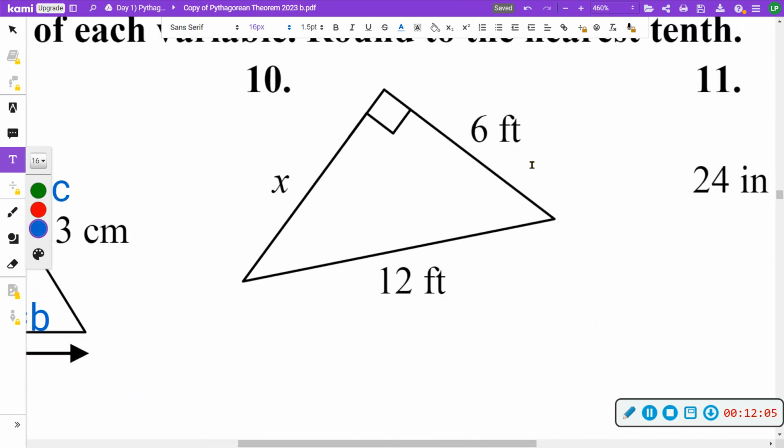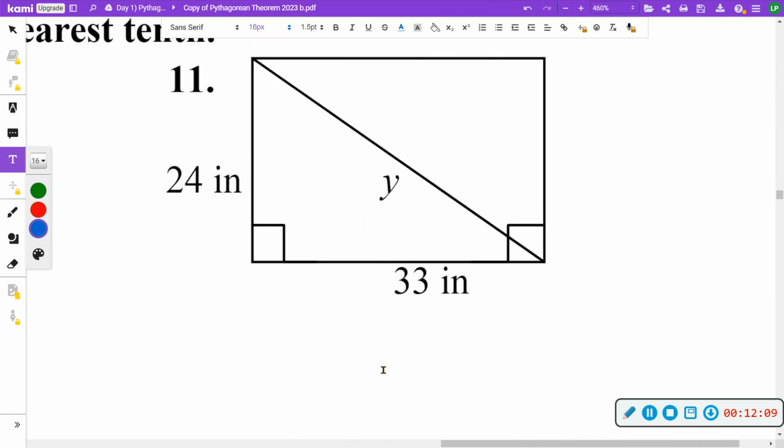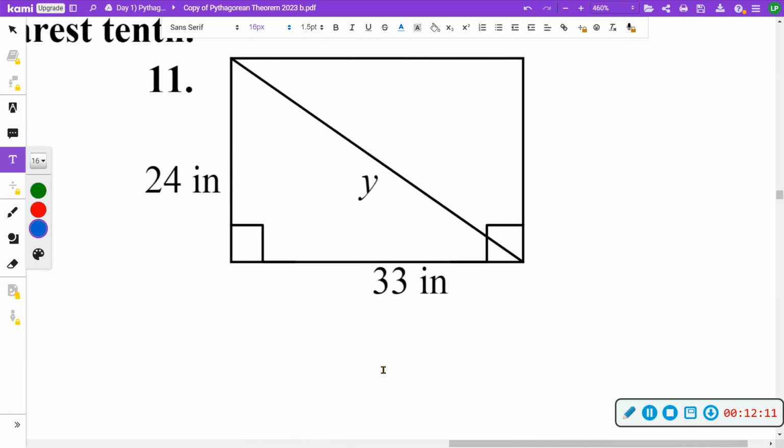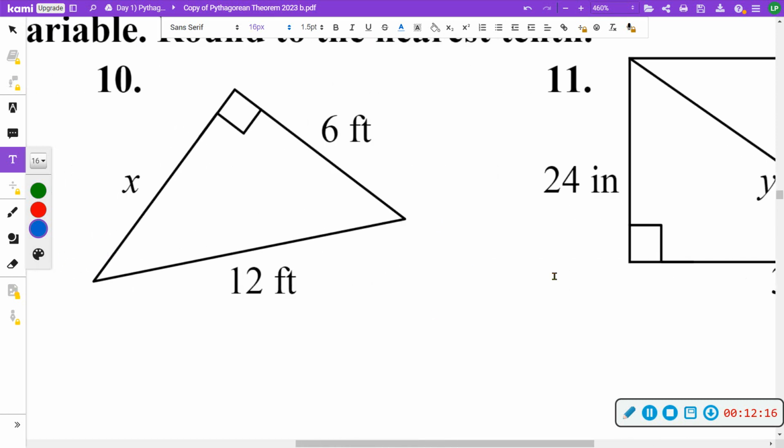Number 10, there's nothing complicated going on. I'll let you do that one yourself. This one, once more, there's nothing complicated going on.